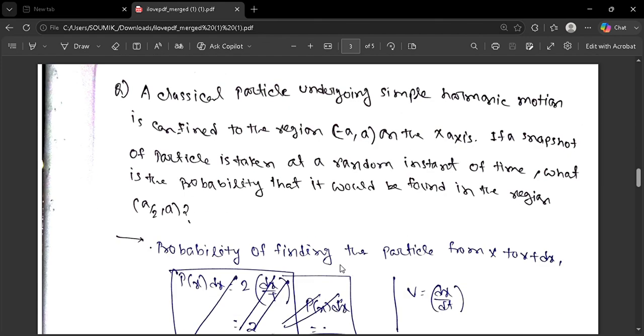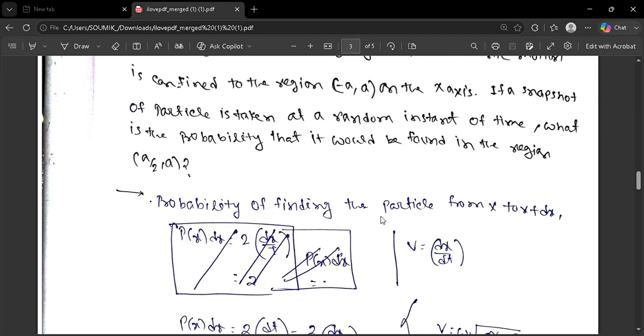Okay, then a classical particle undergoing simple harmonic motion is confined to the region minus a to plus a on the x-axis. If a snapshot of the particle is taken at a random instant of time, what is the probability that it would be found in the region a by 2 to a? I think that is a good question. So from statistical mechanics and quantum mechanics, we need to acquire the knowledge of quantum mechanics and statistical mechanics here.